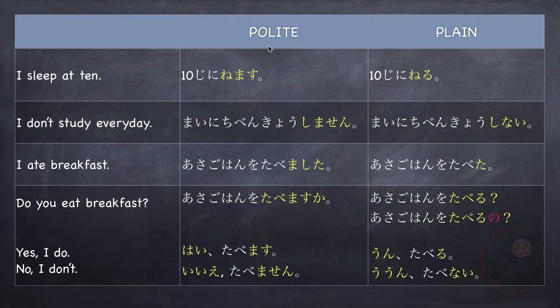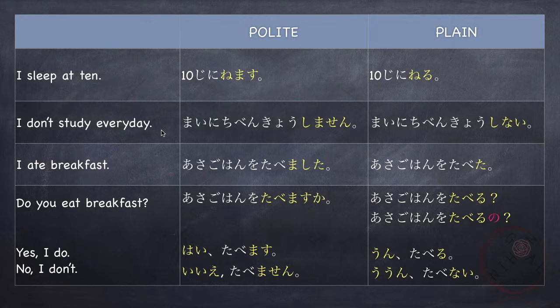So here, I will discuss the polite style and the plain style of all the grammar patterns that we've learned so far. For example, I sleep at 10. So this is a positive present tense. 私は10時に寝ます. In plain form, 私は10時に寝る. So we use the dictionary form of the verb. So from mas form, we change it to dictionary form.